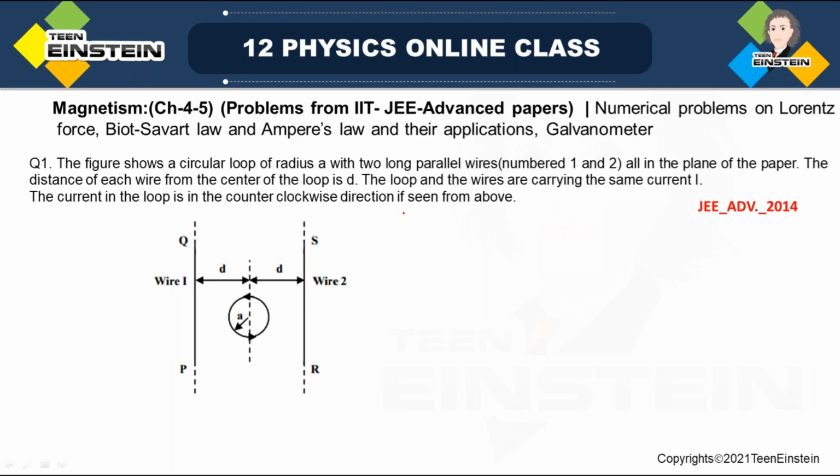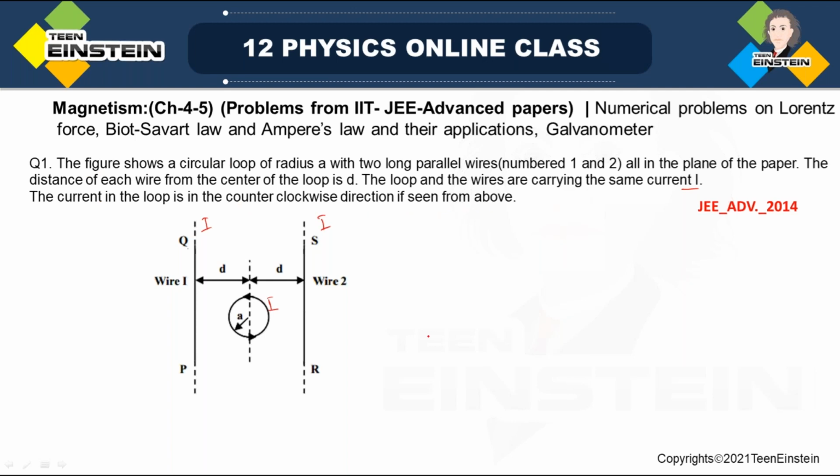The loop and the wires are carrying the same current. The loop is carrying current I, this is also carrying current I, this is also carrying current I. So all of them are carrying the same current, but the direction of the current is given only for the loop. The current direction along the two wires PQ and RS is not given. The current in the loop is in the counterclockwise direction if seen from above.